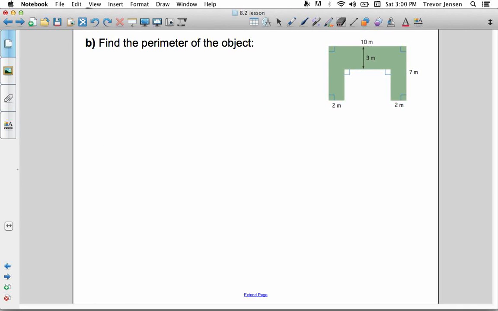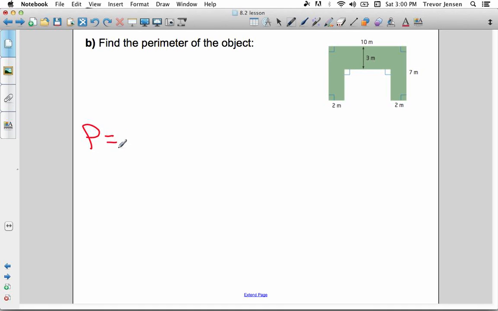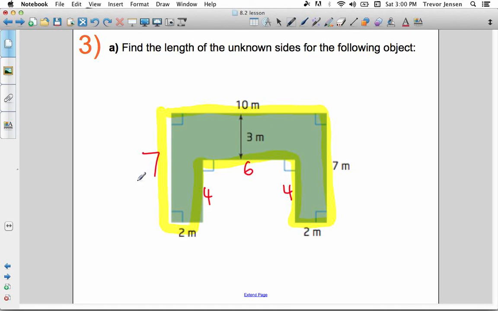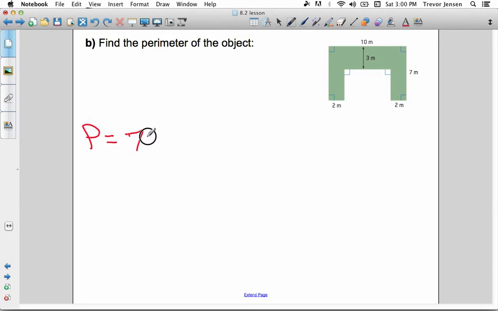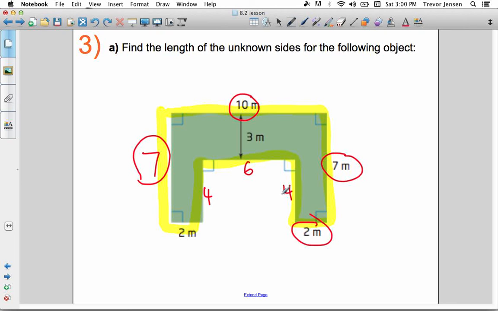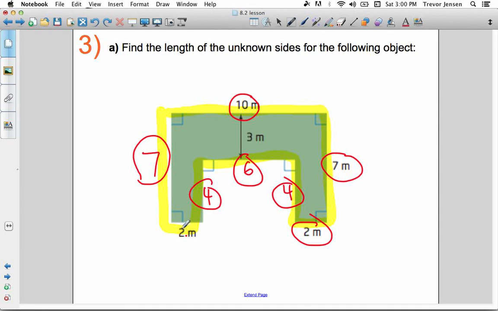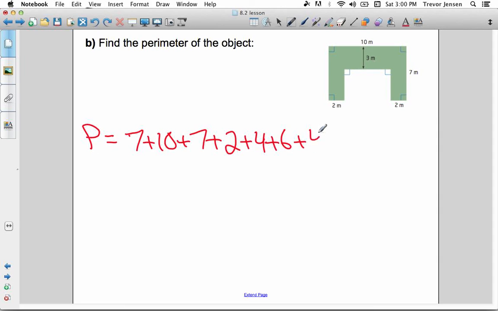Okay, so I think part B is going to ask us to find the perimeter. Yeah, find the perimeter of the object. So let's just add up all of the outside sides. So perimeter equals, I'll start here. So 7 plus 10 plus 7, I'll write that. 7 plus 10 plus 7 plus 2 plus 4 plus 6. So plus 2 plus 4 plus 6 plus 4 plus 2.